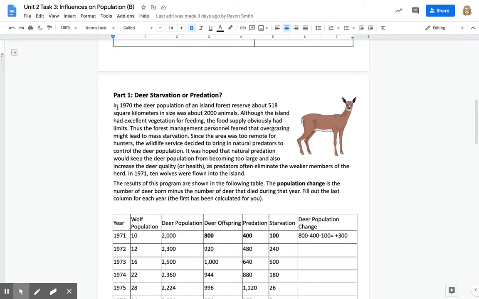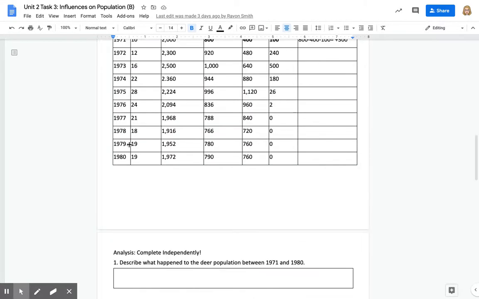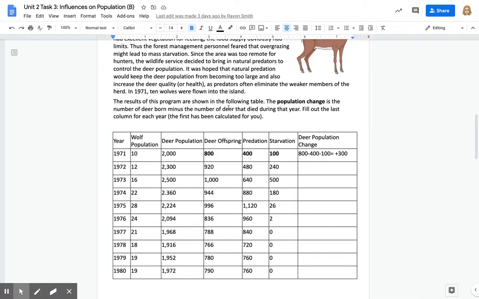So part 1, you're going to read about the deer population. There was some kind of issue with the deer population. The forest management was worried about it, so they introduced some kind of solution to try to address the problem. So you'll read about that. And then the results of what they did are in the table.